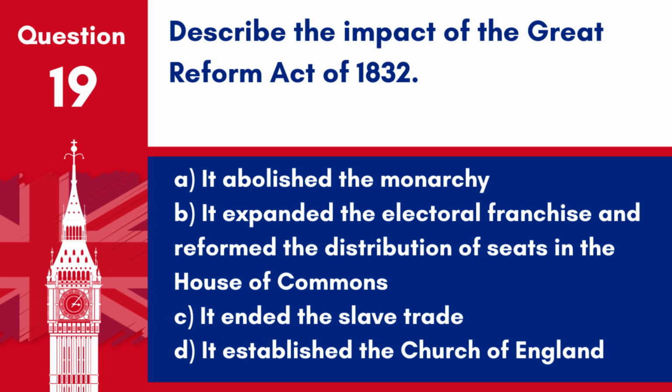Question 19. Describe the impact of the Great Reform Act of 1832. A. It abolished the monarchy. B. It expanded the electoral franchise and reformed the distribution of seats in the House of Commons. C. It ended the slave trade. D. It established the Church of England.